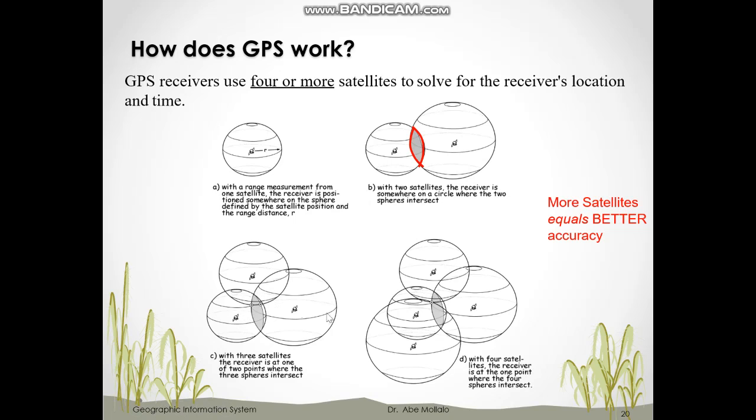That's why we need 4 satellites. When our receiver has access to 4 satellites, the intersection of the 4 satellites gives us only one unique location, which is here. So that's where your receiver is. That's the location of your receiver.